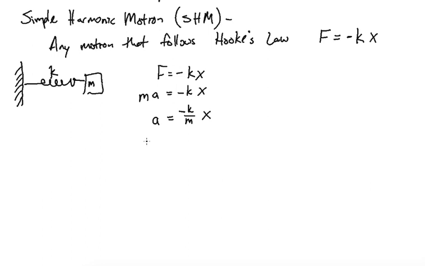So I can write this as d2x, and don't worry if you don't understand what this means yet, because you're not required to know this just yet. A second derivative of position is equal to the original variable times the negative of some constant.